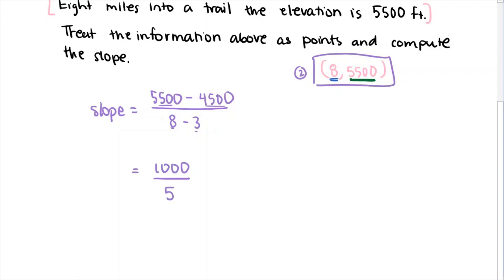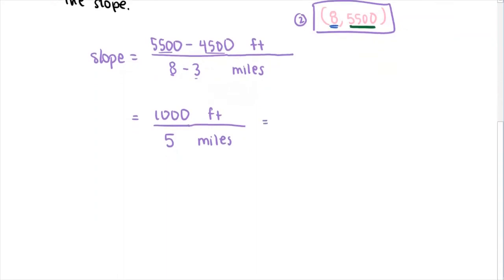And actually, I think to make this clearest, it might make the most sense if I also include units. So in the numerator here, this was the elevation, right? So this was the feet. And in the denominator, we were talking about the distance into the trail, the number of miles into the trail. This is 1,000 feet. There's an increase of 1,000 feet across the 5 miles into the trail. If I continue trying to reduce this, well, 1,000 divided by 5, that's 200. And again, we've still got those same units: 200 feet per 1 mile.